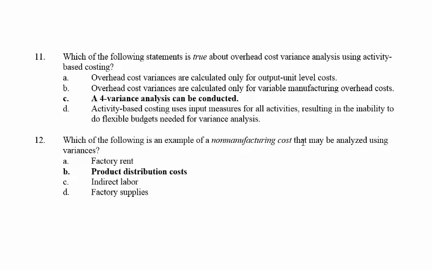One other key way you could have eliminated these other 3 answers is that factory rent is definitely a manufacturing cost, indirect labor is also a manufacturing cost, and factory supplies are also a manufacturing cost. So the one that definitely stands out there is product distribution costs.